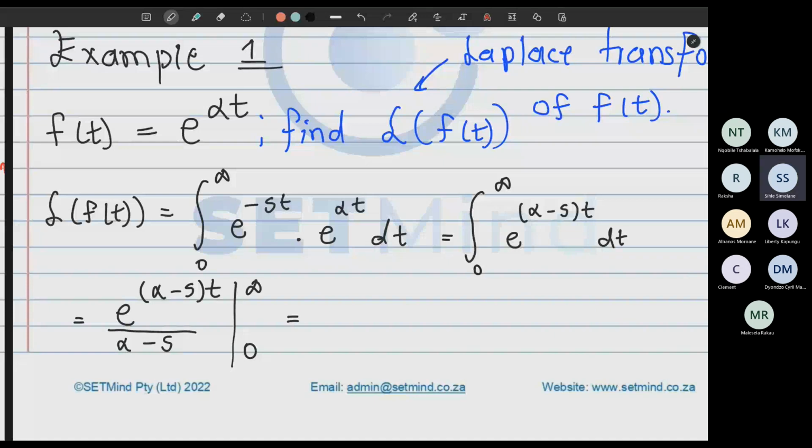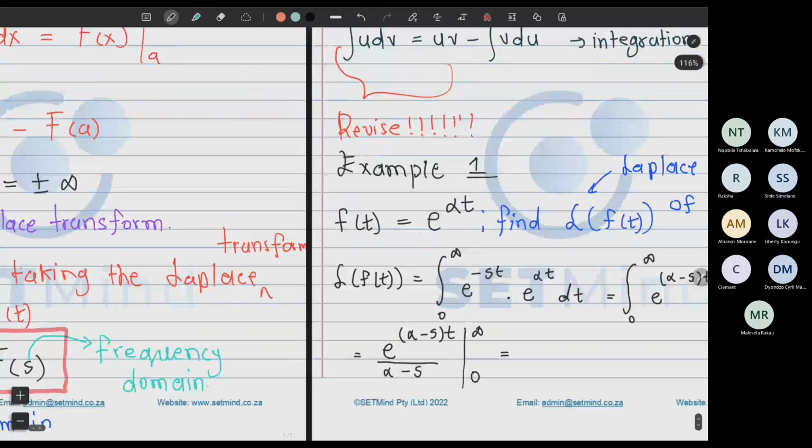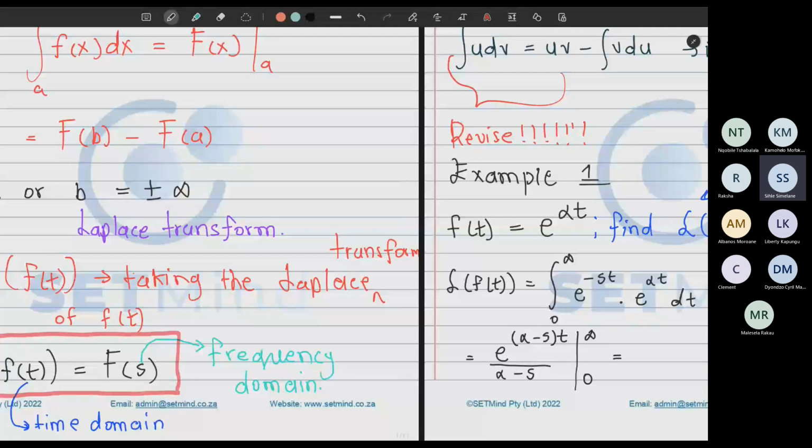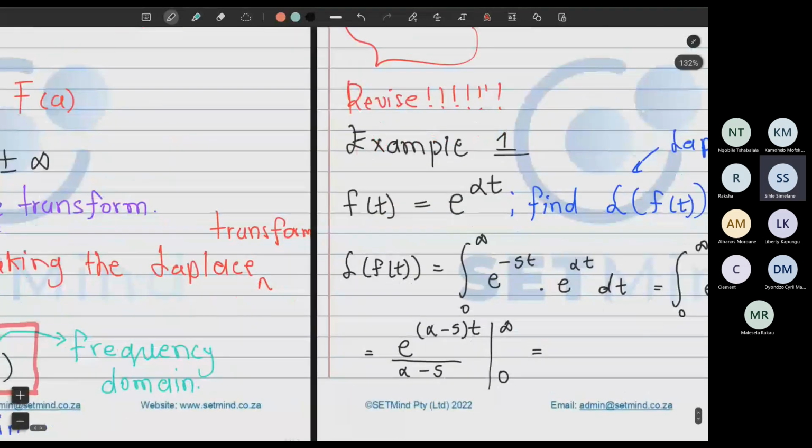Someone else, what do we do from here? I'm avoiding pointing fingers. We are here. What do we do from here? I can try, evaluating. Yes.